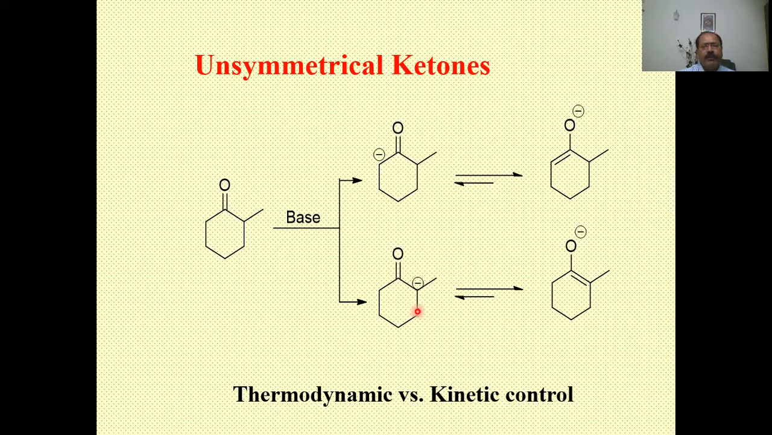To get the thermodynamic product, we should use a protic solvent. Once we use a protic solvent, the reactions become reversible. And we should use weak bases. Because when it's a weak base, a protic solvent and high temperature, the equilibrium will be favored and we will get more of the thermodynamic product.